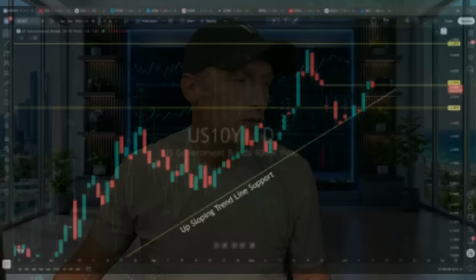As soon as we can get some separation between the two, then I'm actually going to go ahead and remove the 10-year yield out of the picture. Let's jump into the 10-year yield now.